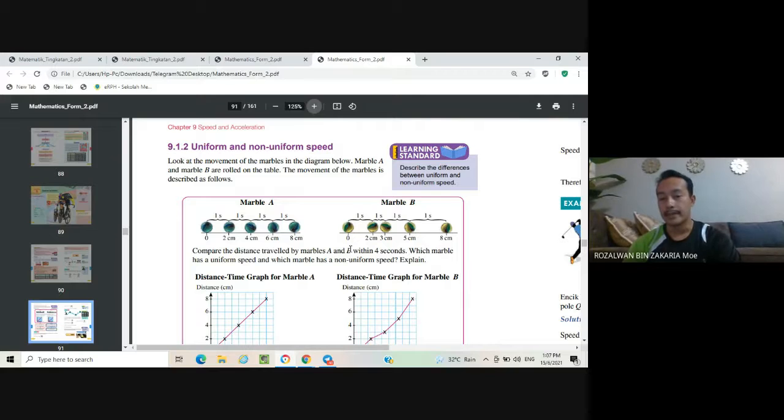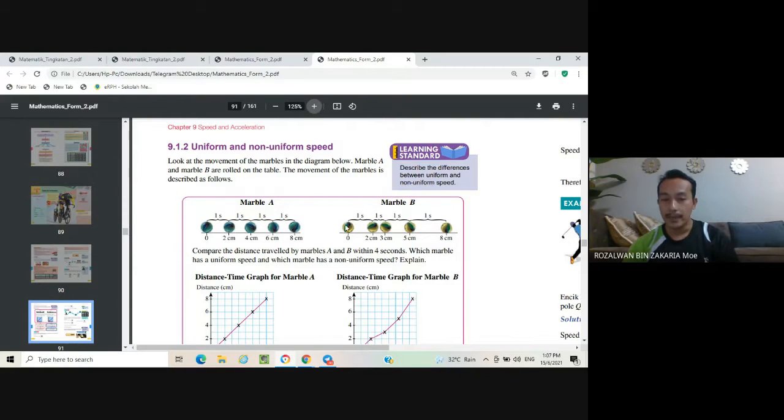At 0 seconds, marble B is not moving. After 1 second, marble B moves to the distance of 2 cm. Then after 2 seconds, marble B moves to the distance of 3 cm. After 3 seconds, marble B moves to the distance of 5 cm. And after 4 seconds, marble B moves to the distance of 8 cm. But here, as you can see, the movement of marble B is not uniform.